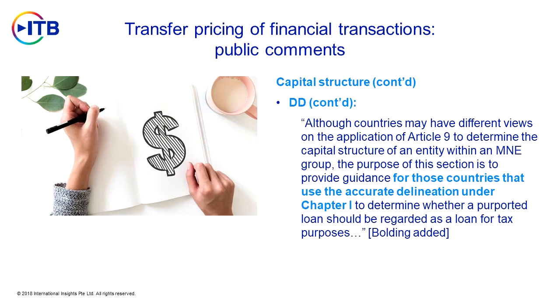Although countries may have different views on the application of Article 9 to determine the capital structure of an entity within an MNE group, the purpose of this section is to provide guidance for those countries that use the accurate delineation under Chapter 1 to determine whether a purported loan should be regarded as a loan for tax purposes.